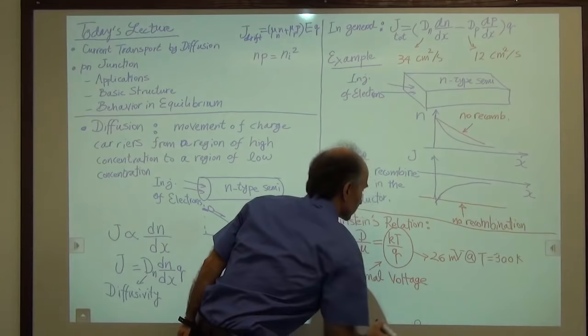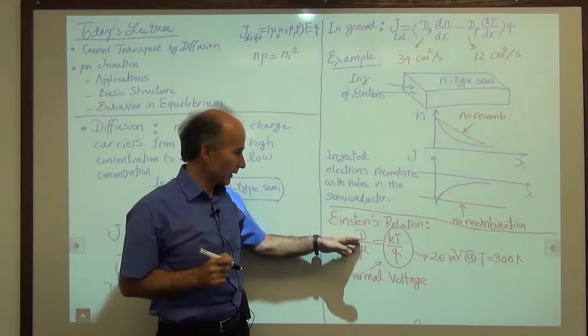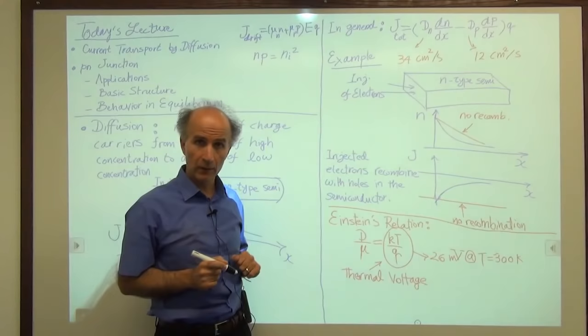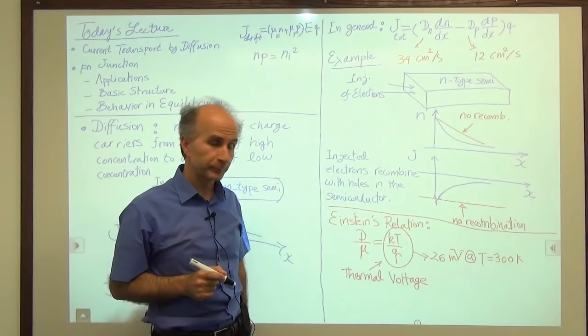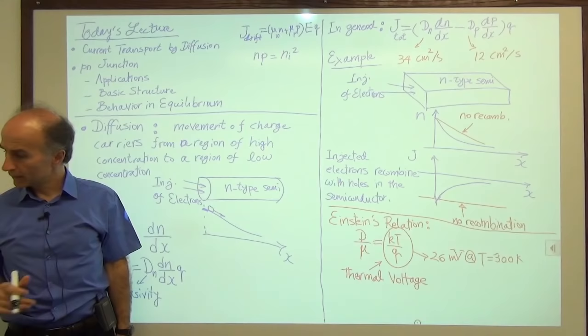Okay. So Einstein's relation allows us to simplify things. In case we end up with a ratio of diffusivity and mobility, we replace it with kT over Q, and we carry this on. As you will see shortly, this appears in some of our equations even today. Very well. Let's see where we are.